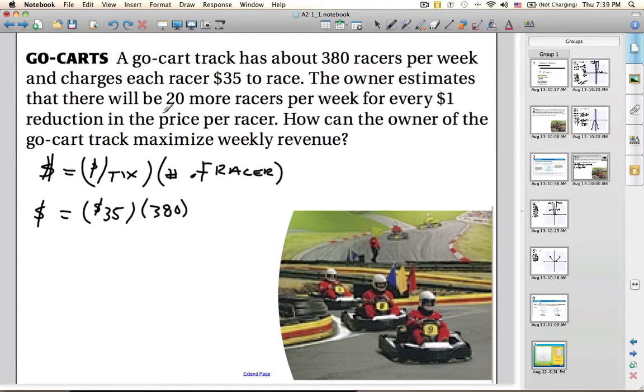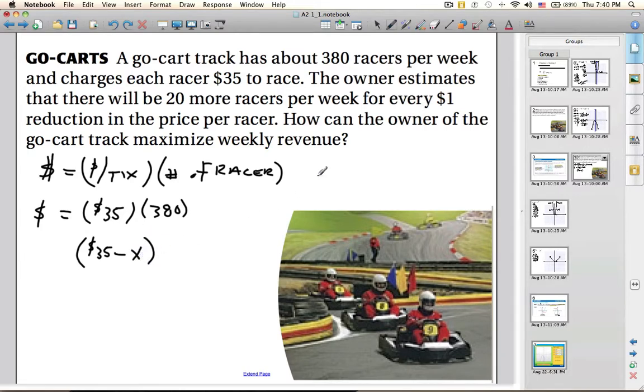He estimates that I get 20 more racers each week for every $1 that I reduce the price. So if I want to put that in a model, this price reduction is however many reductions we do minus 1. If I look at my price, I can model that by $35 minus the dollar change, which is $1, times the number of times we reduce the price.